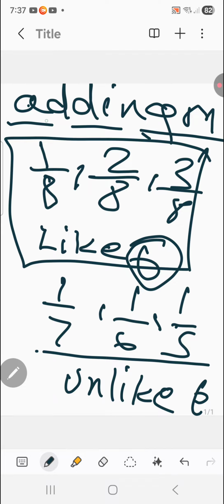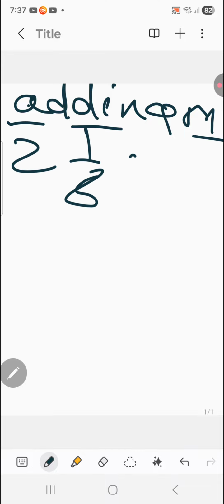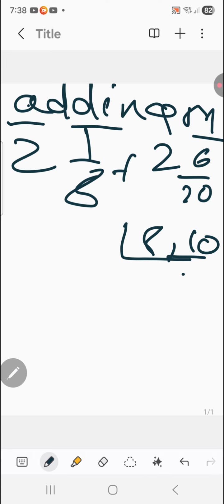Now, as you know, you just have to find the LCM of both the denominators. It sounds pretty easy, but it might not be as easy as you think. Take for example a question such as 2 1 by 8 plus 2 6 by 10. For this you will need the LCM of 8 and 10. If you don't know, you can check out my YouTube channel and find a video on LCM.